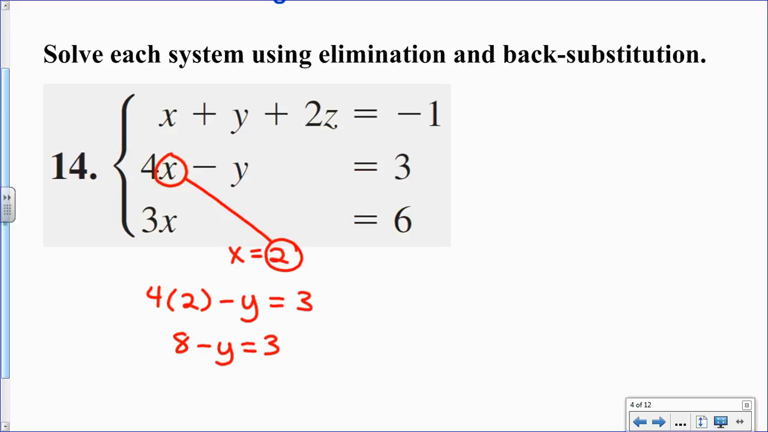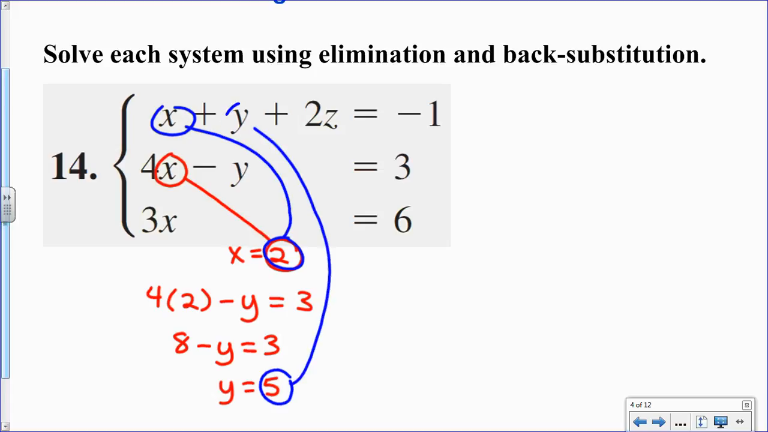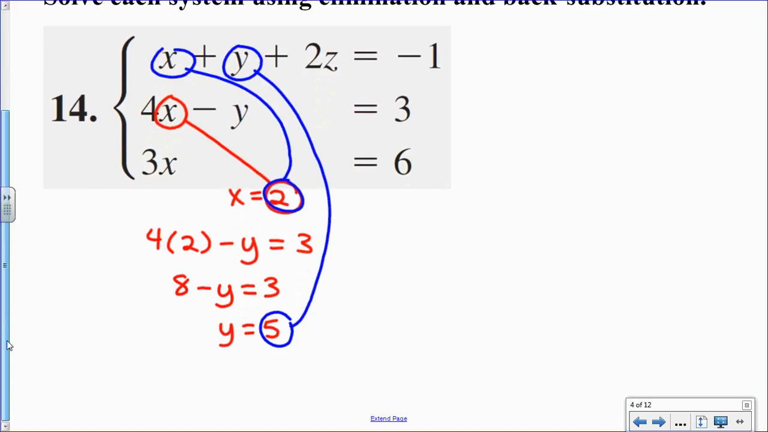So you can subtract 8, divide by -1, or ask: 8 minus what gives you 3? Y has to be 5. Okay? Now that you know x and y, plug those values into the top equation and find z. So you'll plug x equals 2 in again, but this time you're going to plug it in here. And then you'll plug 5 in for y, and then we can find z.